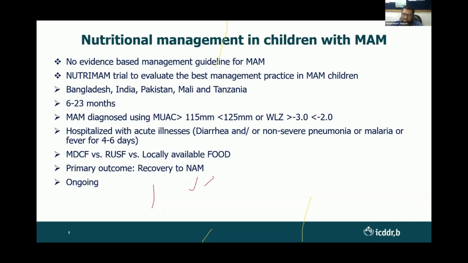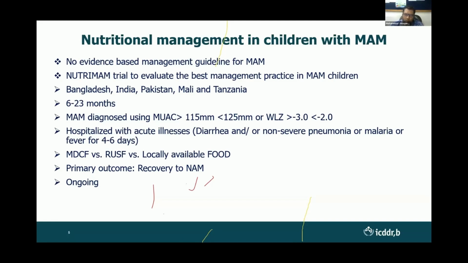And thus, with the lead of WHO, we recently started a study, and it is still going on. It started in 2023, including Bangladesh, India, Pakistan, Mali, and Tanzania, among children 6 to 23 months, where children with moderate acute malnutrition were enrolled. They were selected from children with acute diarrhea, non-severe pneumonia, or malaria, or fever of 4 to 6 days requiring hospitalization, or these patients might be managed from the outdoor.